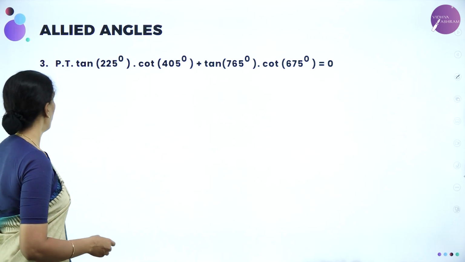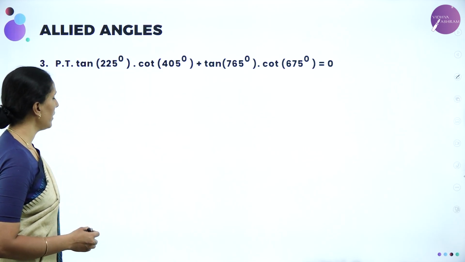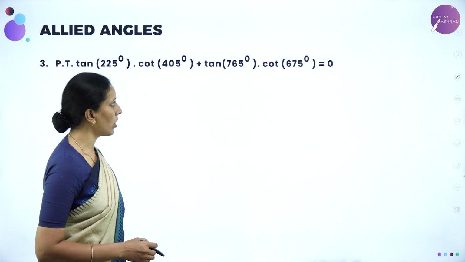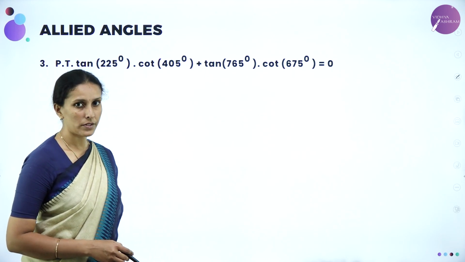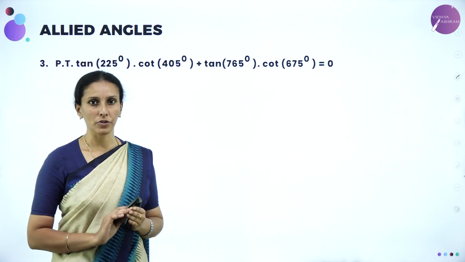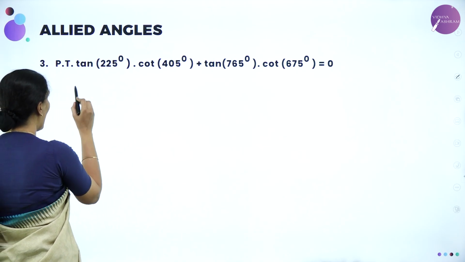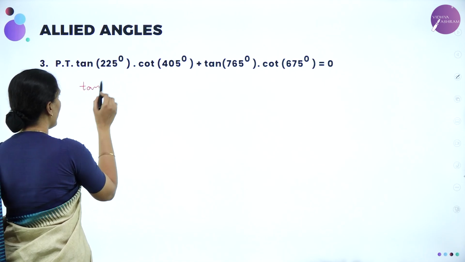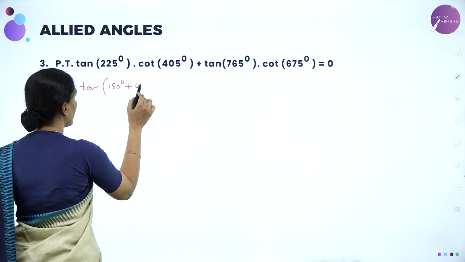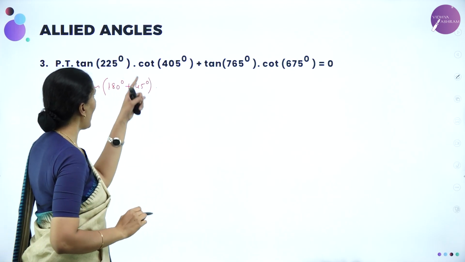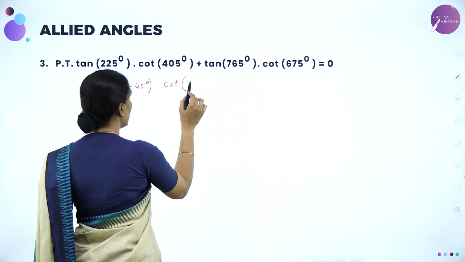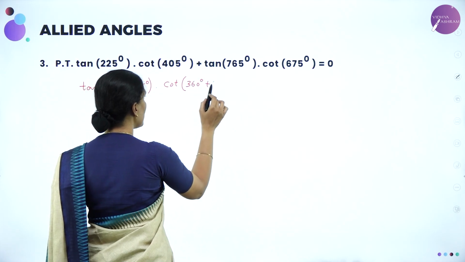Next problem: prove that tan 225 cot 405 tan 765 cot 675 is equal to 0. Let us express all these with multiples of 180 or multiples of 360. Now tan 225 can be expressed as tan(180 + 45). Next we have cot 405. This can be expressed as cot(360 + 45).